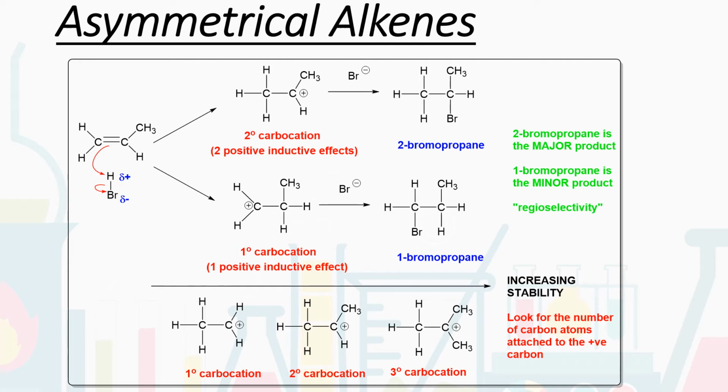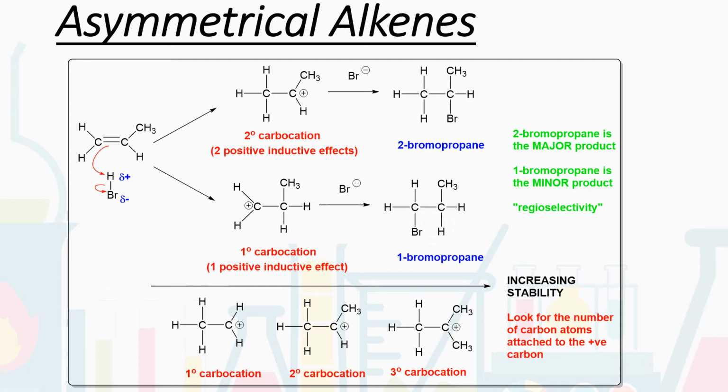The top example is our secondary carbocation. The reason for this is because we have our positively charged carbon attached to one hydrogen and two carbon groups. So this is a secondary carbocation, and we'll have two positive inductive effects because both of those carbon groups can push their electrons towards the positive charge a little bit. So the second step is then the addition of the bromide ion to that positive carbon, and so we end up with two isomeric products.